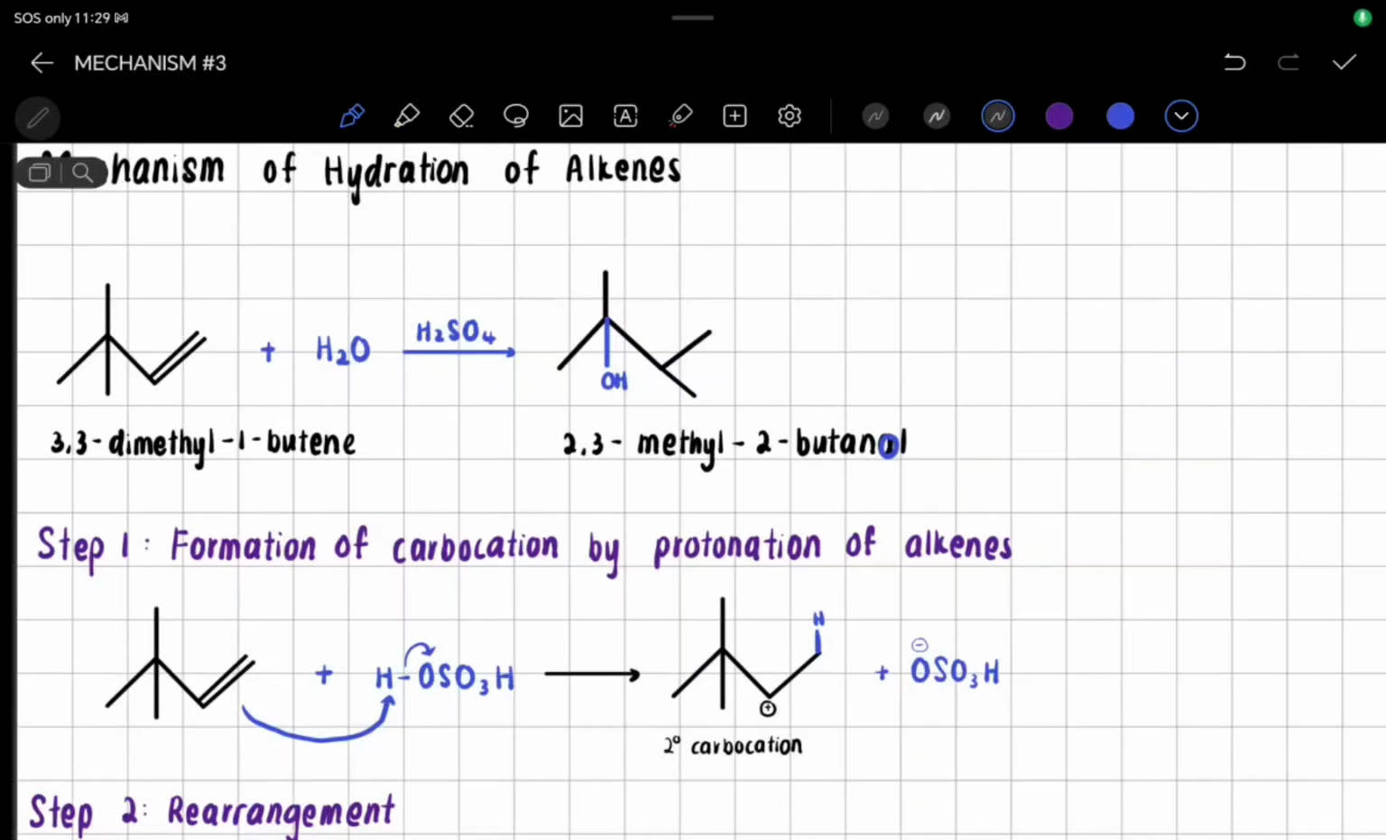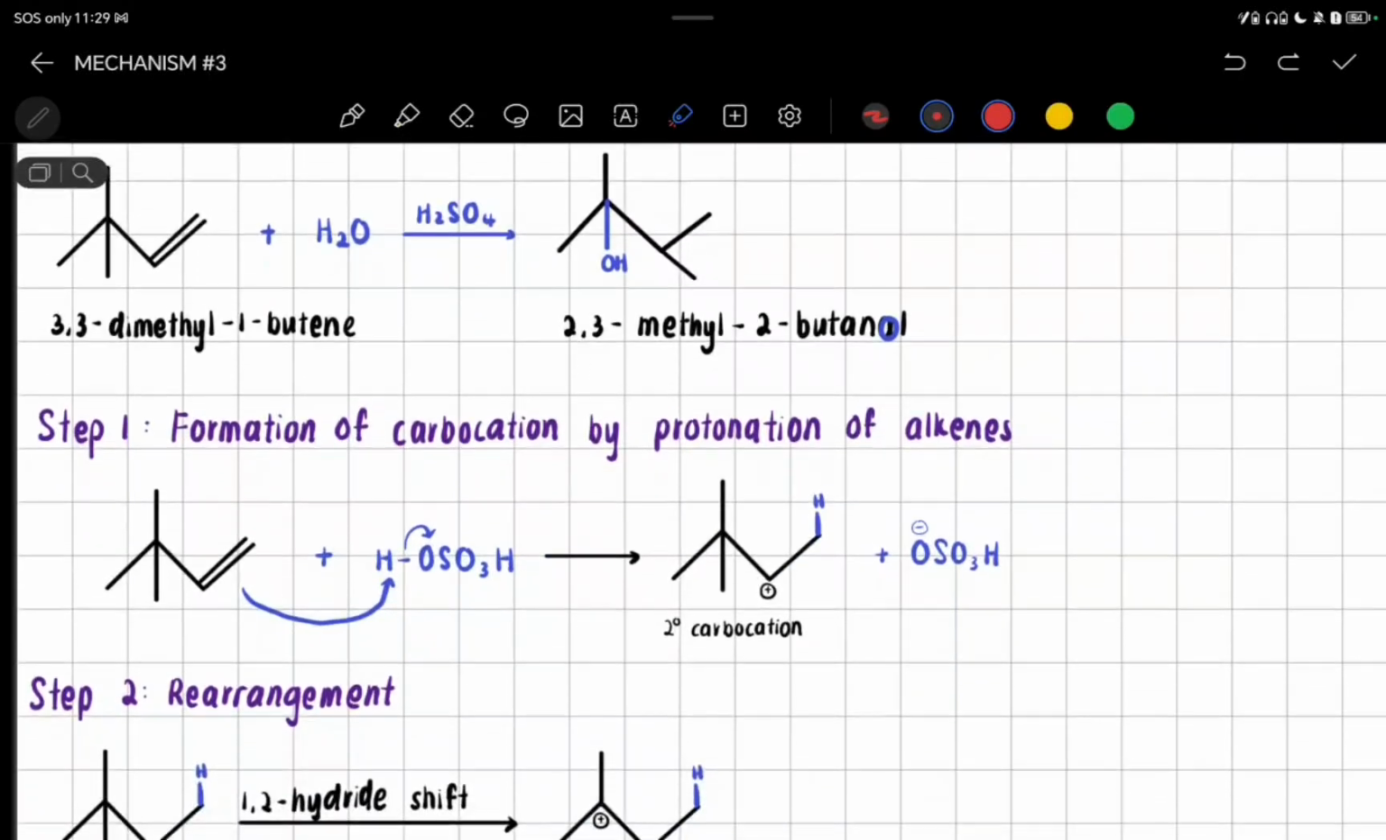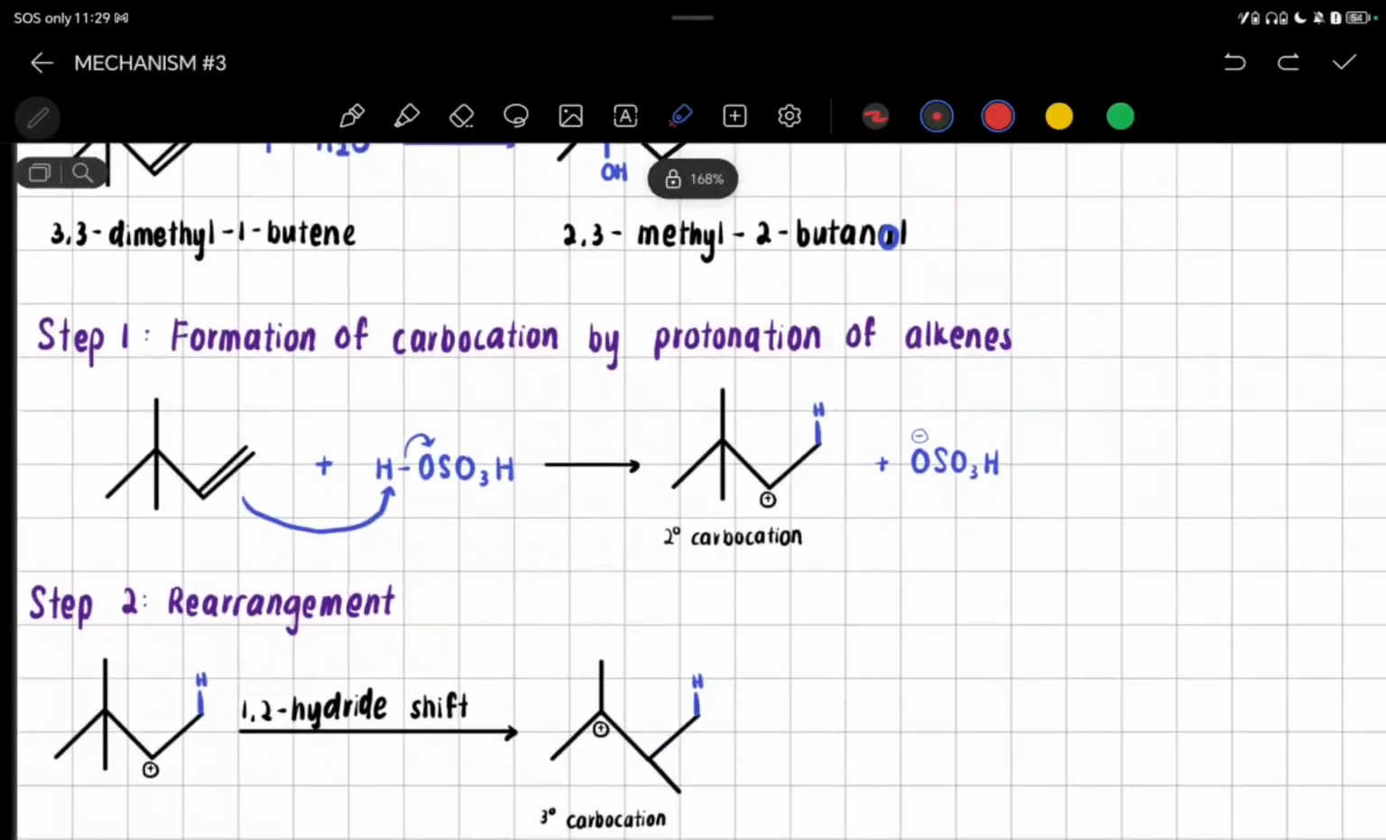So in this video I will explain the mechanism of hydration of alkenes, which is the conversion of 3,3-dimethyl-1-butene to 2,3-dimethyl-2-butanol. So in this video I will explain the first step. The first step is the formation of a carbocation by protonation of alkenes.